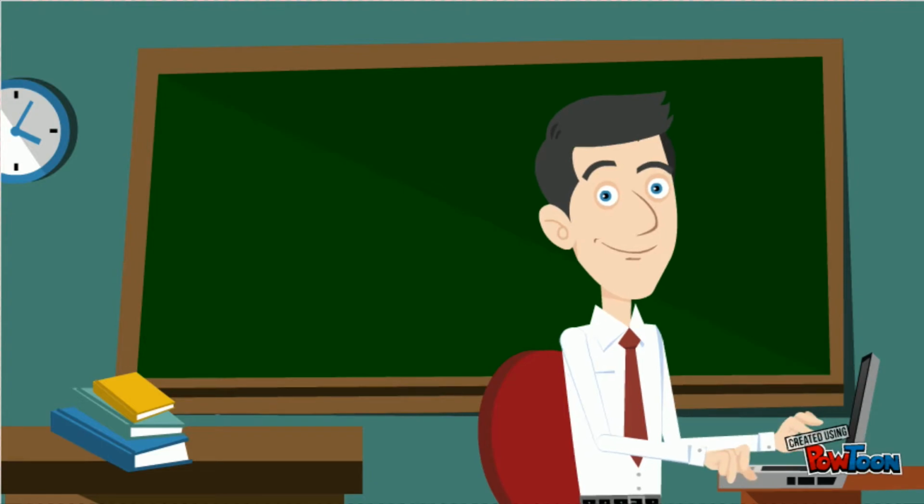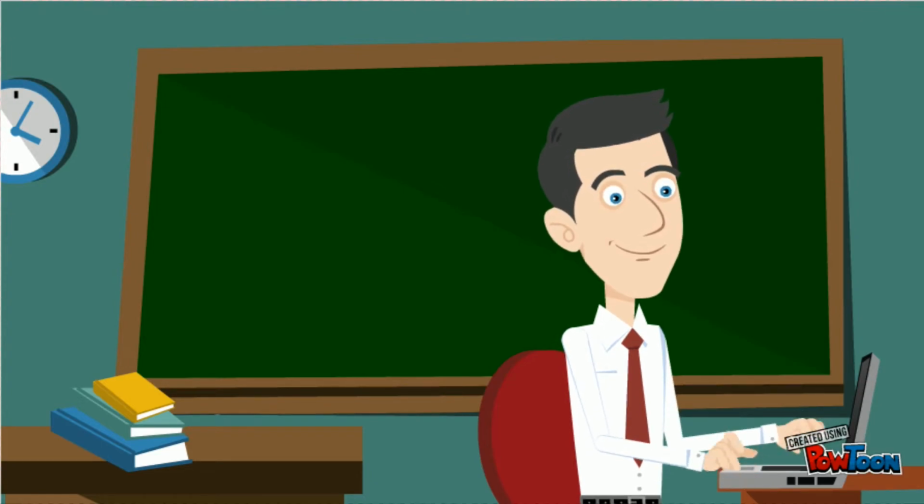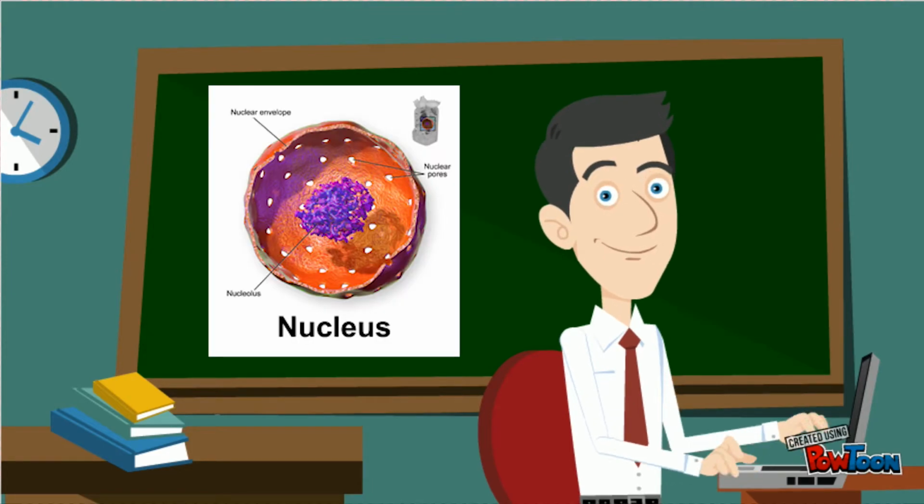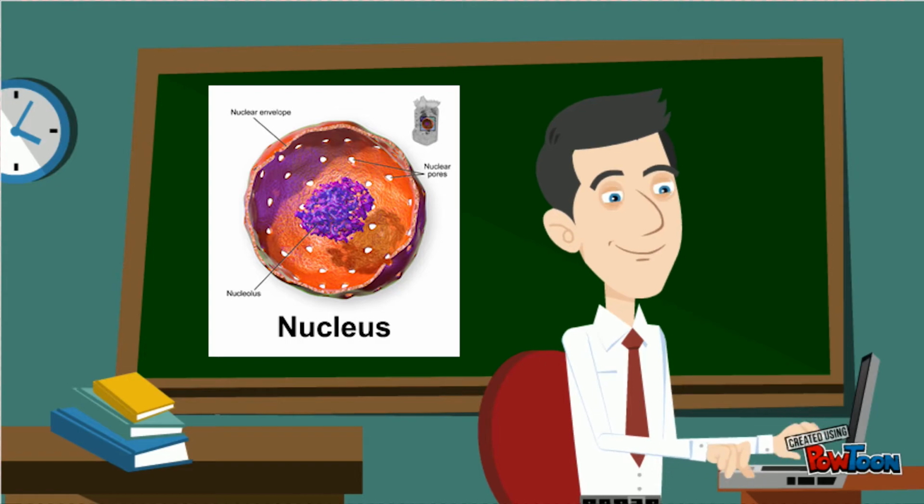But how can DNA interact with amino acids? DNA is coiled up and it is contained in the nucleus of the cell. It's a really small part of the cell, but it's very important.